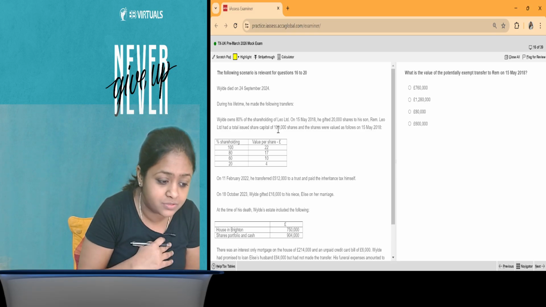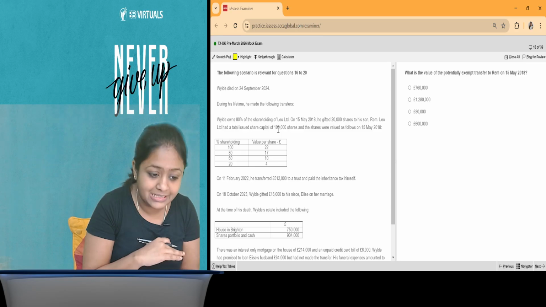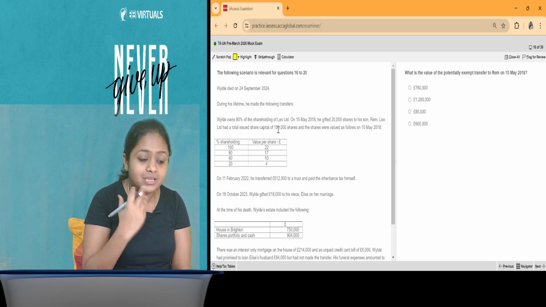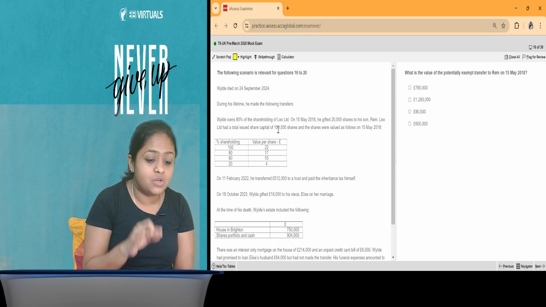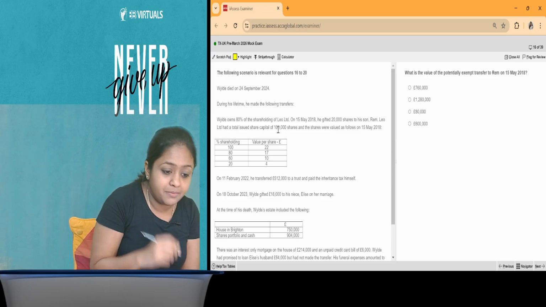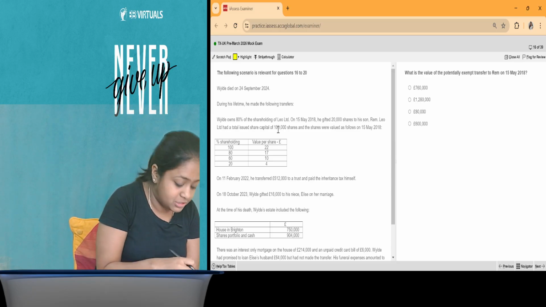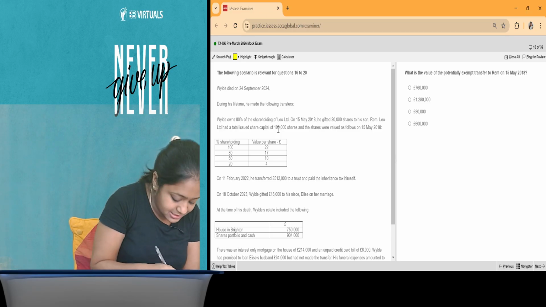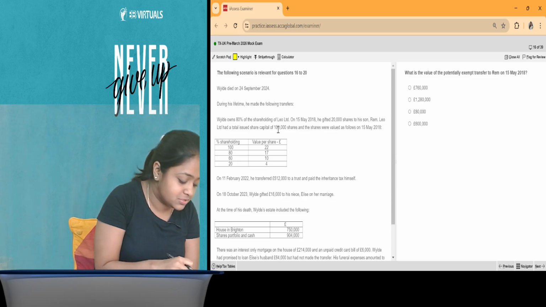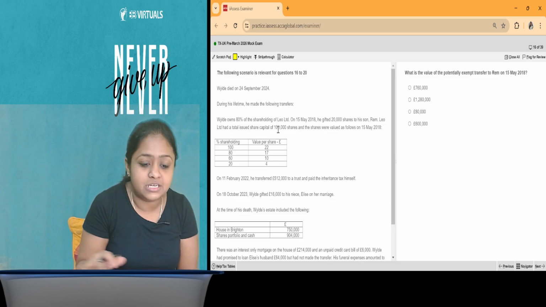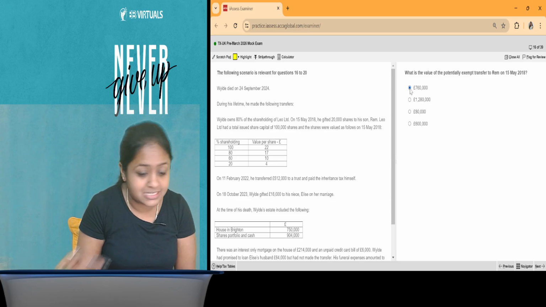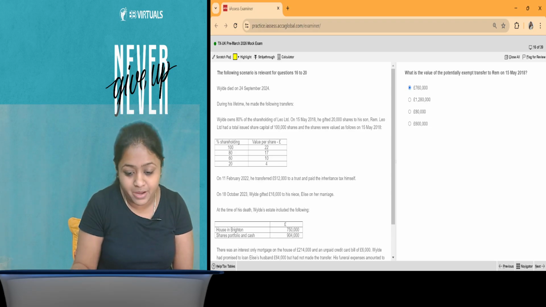What is the diminution? So after gifting 20,000 shares, how much is he left with? 60,000 shares, right? So he is at 60% level and that is now valued at 10 per share. 10 multiplied by 60,000 shares will be 6 lakhs, right? 600,000. So we reduce 600,000 from 1,360,000 and you will get 760,000, right? So 760,000 is the diminution in the value and the value of PET, correct? Let's go to the next one.